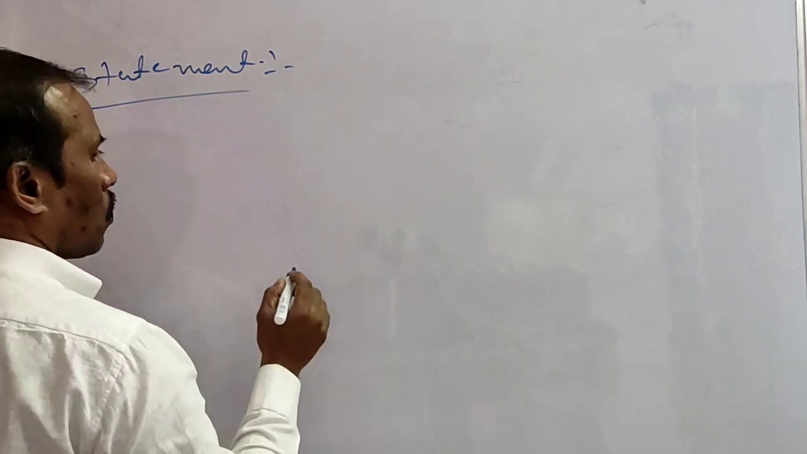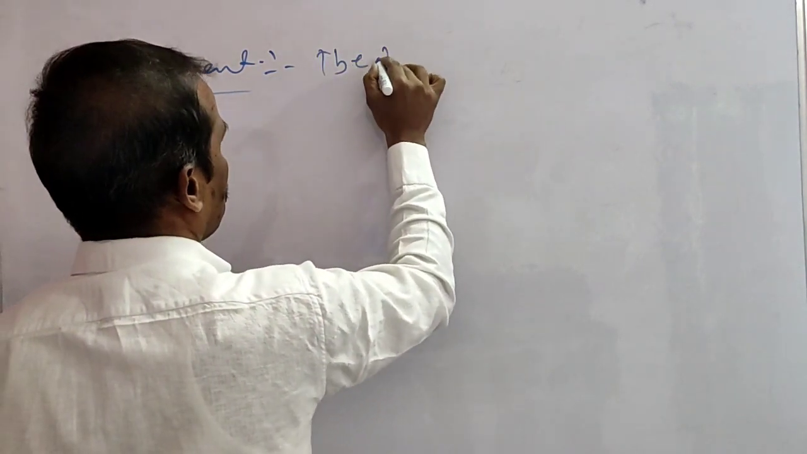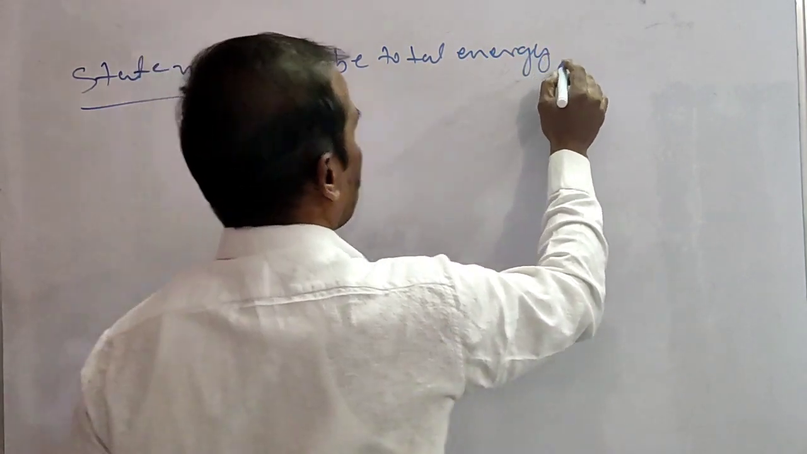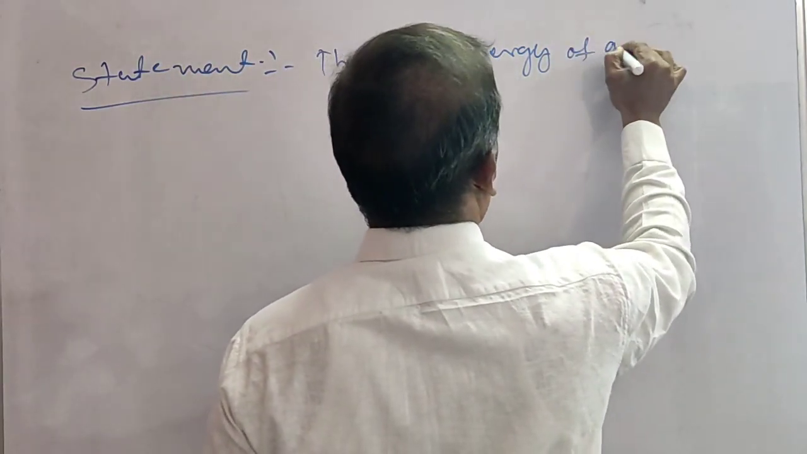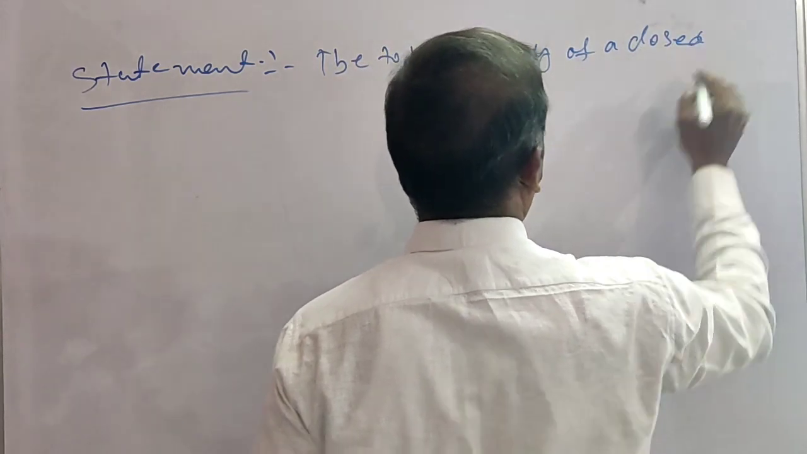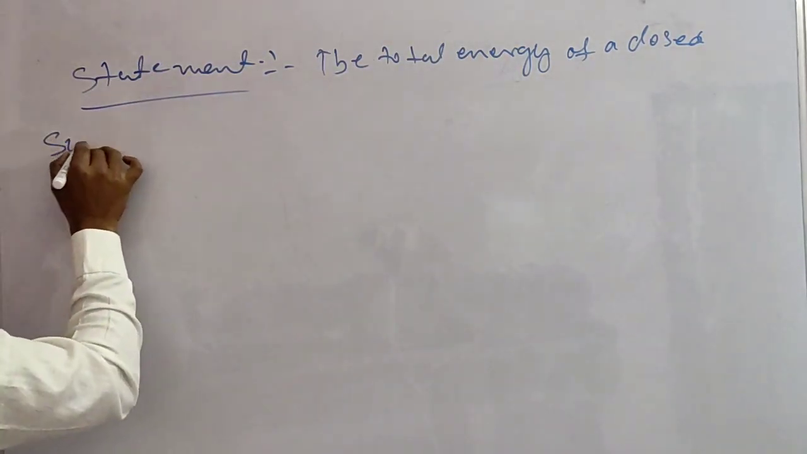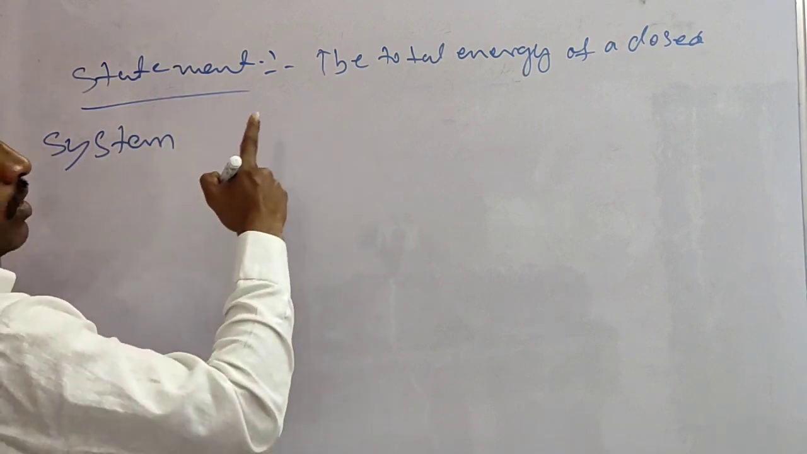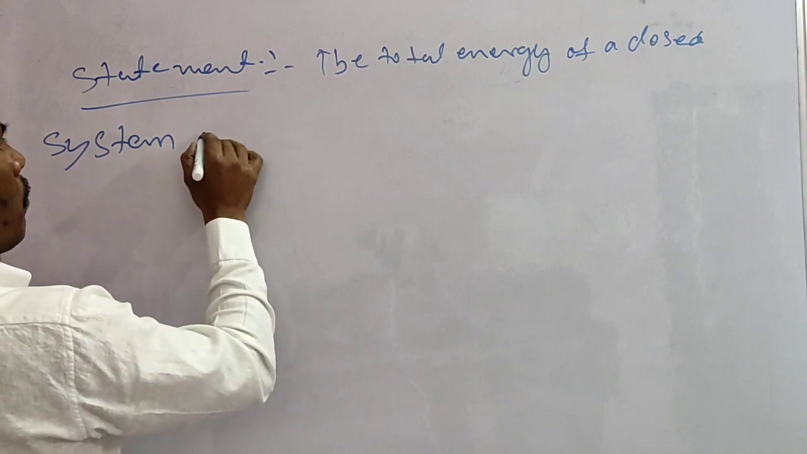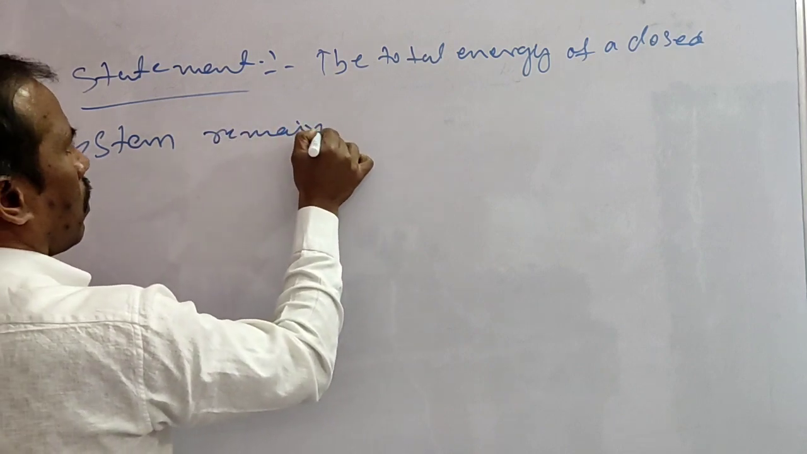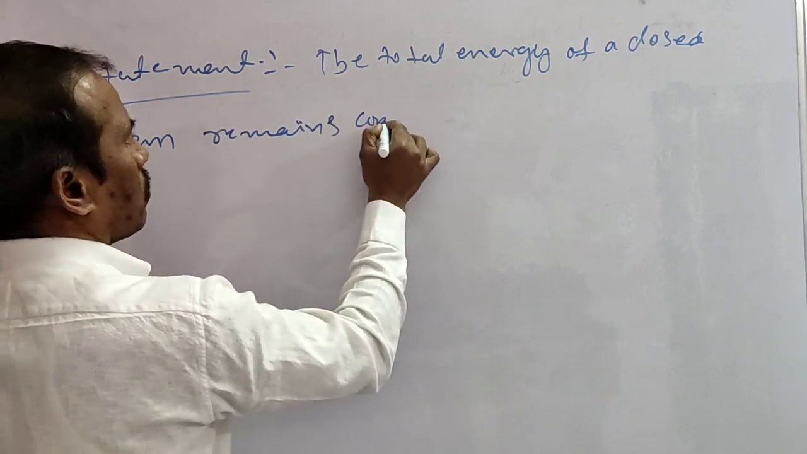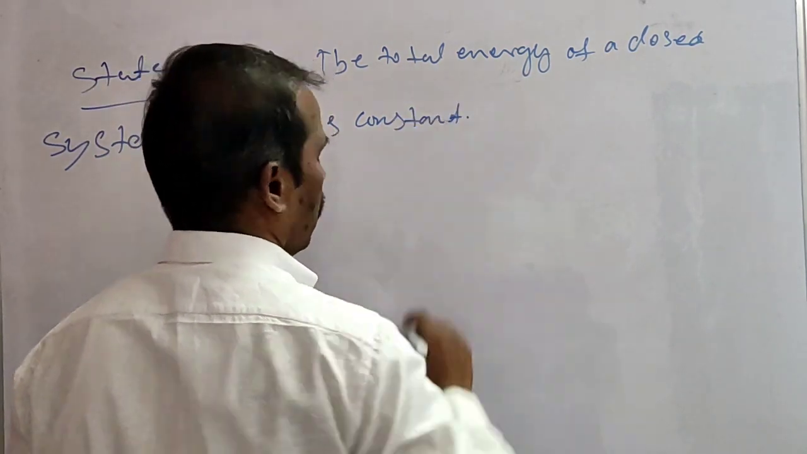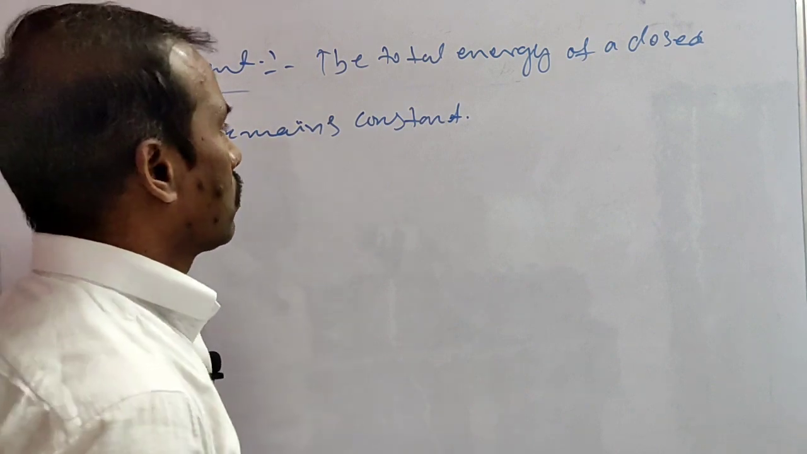Okay, the total energy of a closed system remains constant. This is known as the law of conservation of energy.